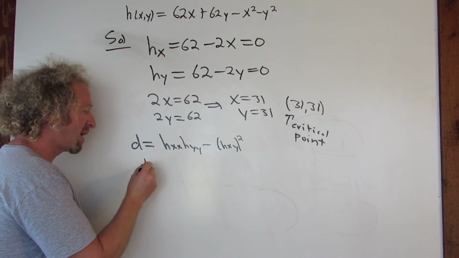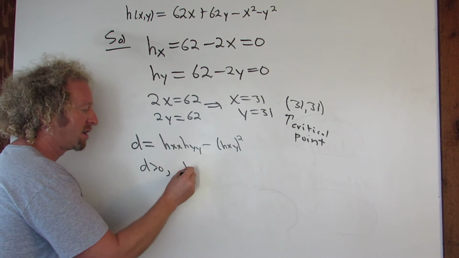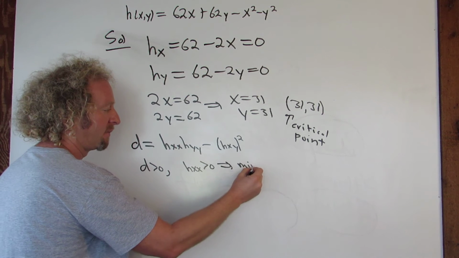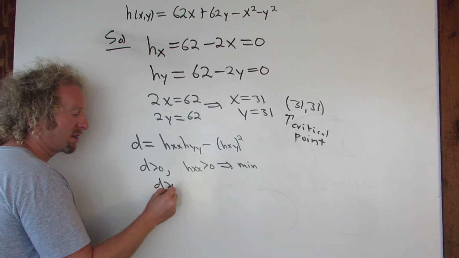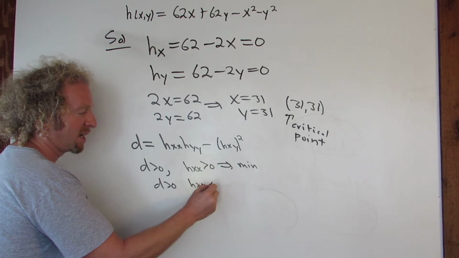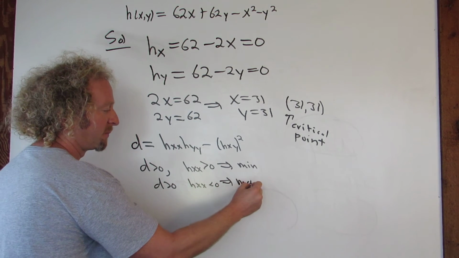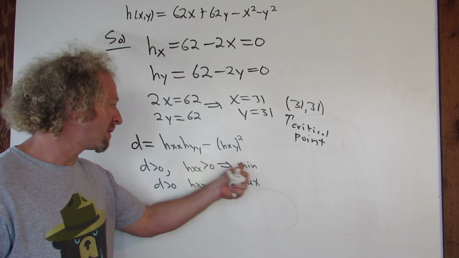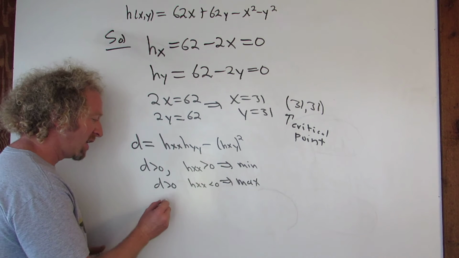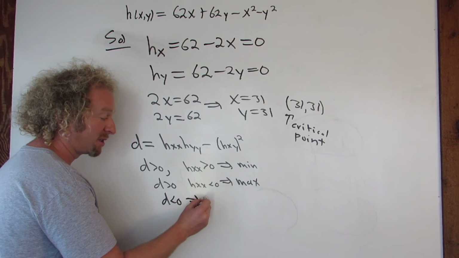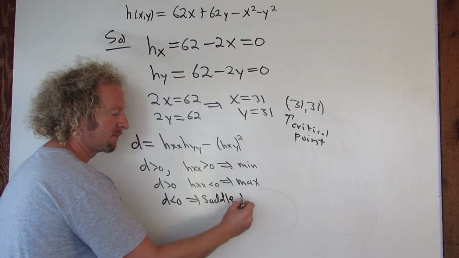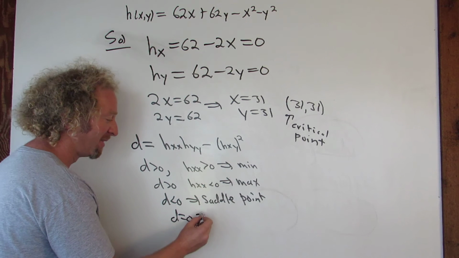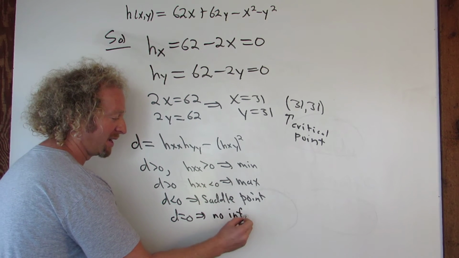So if d is positive and h xx is positive, then we're going to have a min. Okay. If d is positive and h xx is negative, then we're going to have a max. Easy trick, just to memorize it, it's just backwards, right? So if it's positive, you have a min, negative, you have a max. Cheap trick. If d is less than 0, then we have what's called a saddle point. And if d equals 0, we're out of luck, no info. So no info in this case.